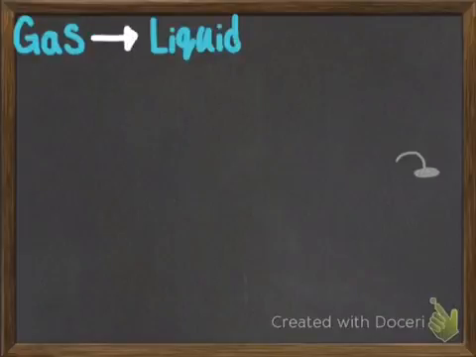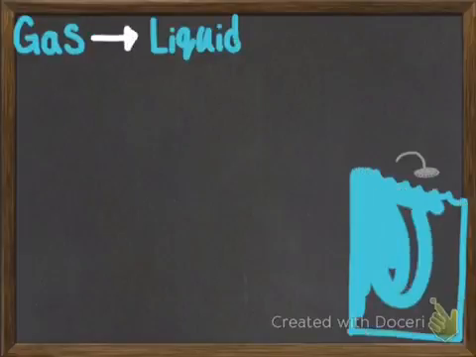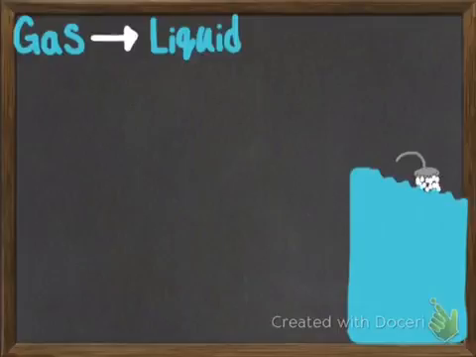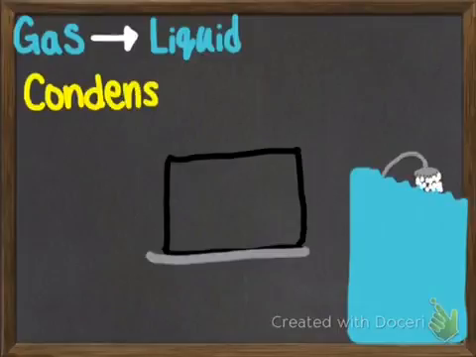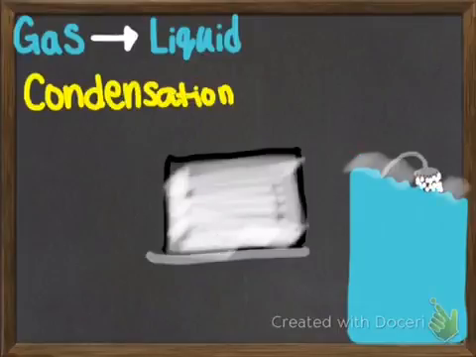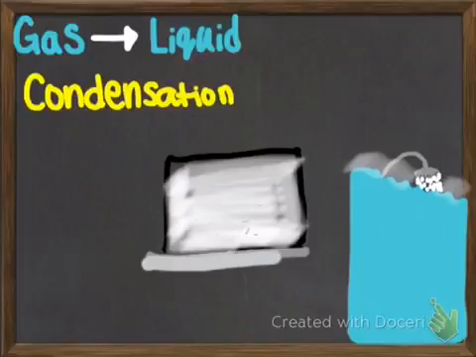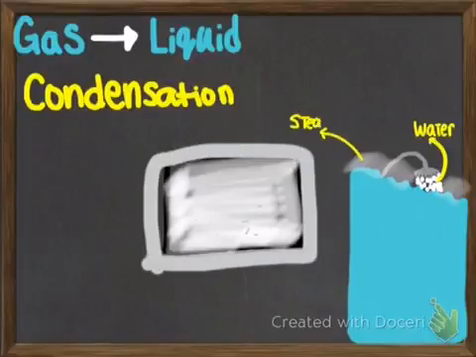A gas to a liquid. A gas to go to a liquid is quite simple. It's through a process called condensation. An example of that would be when you take a hot shower. The hot water produces steam, which produces water droplets on the mirror.